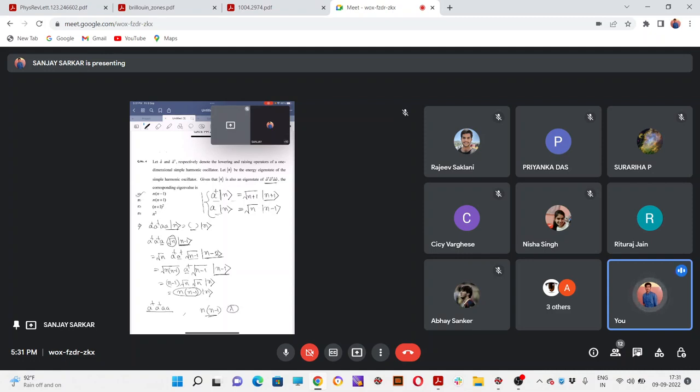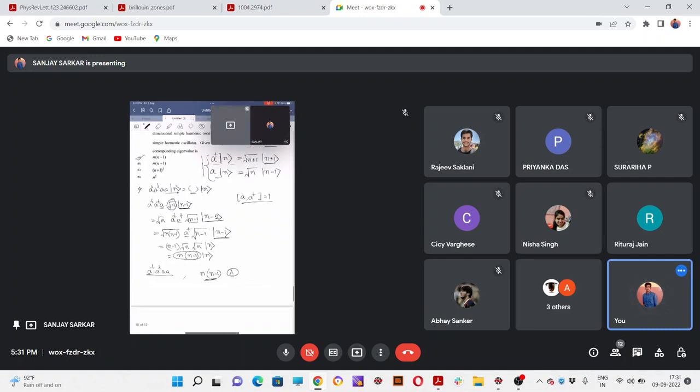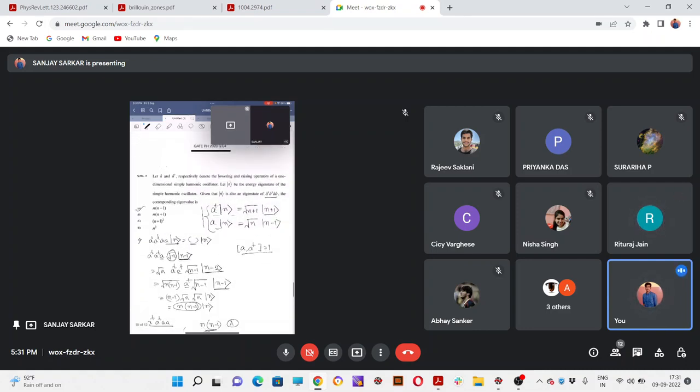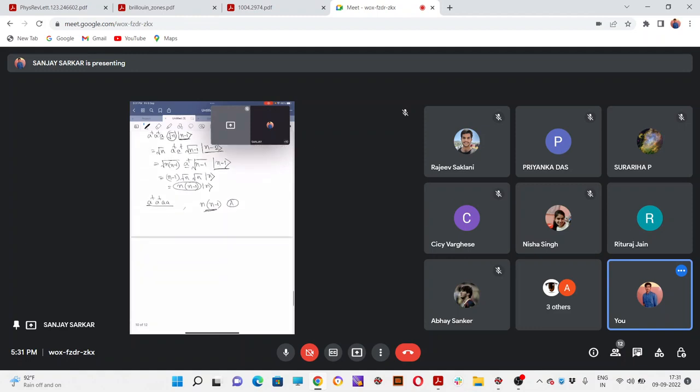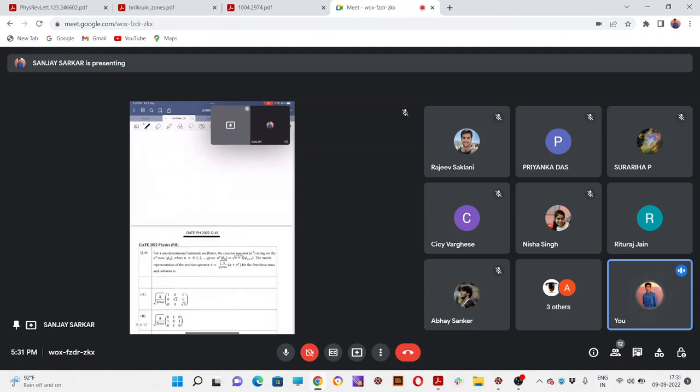You can also use the commutator relation of a a dagger, which is 1, and shift the operators and find this answer. So this was really easy, and that type of question is asked in GATE. So if it is also done, then let's move to the next question. This is 2020's question, 22's question, and question number 45.